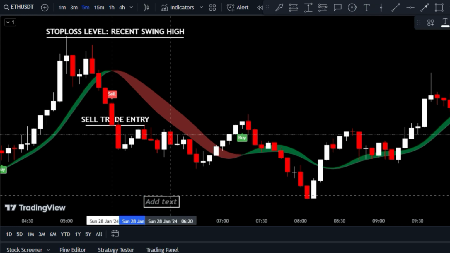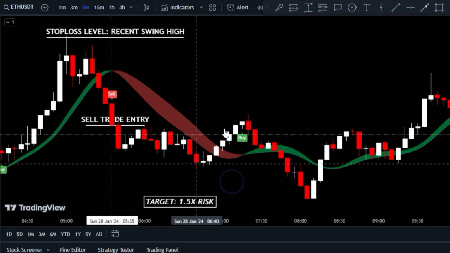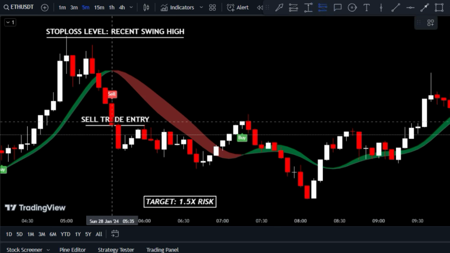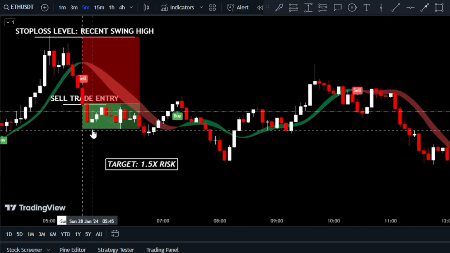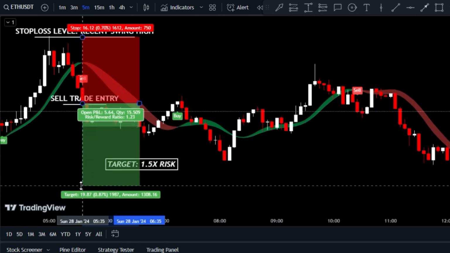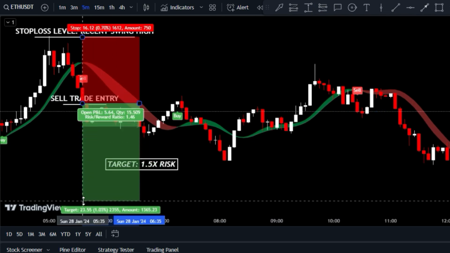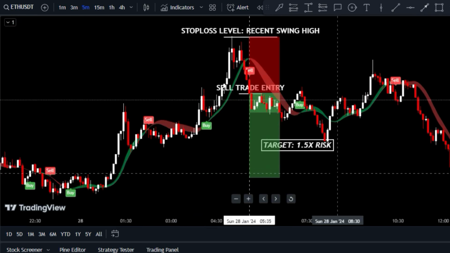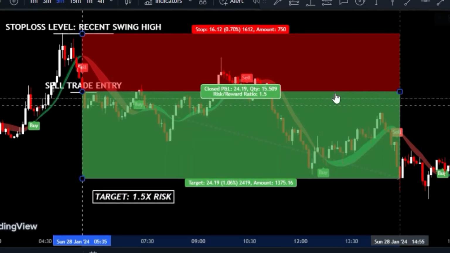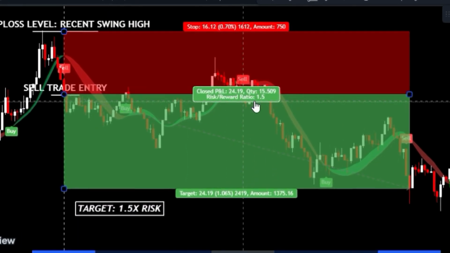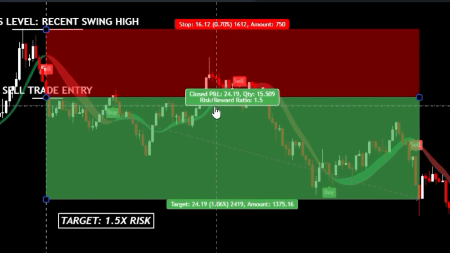Finally, let's talk about your exit strategy. To ensure a profitable trade, aim for a trade target that is 1.5 times your risk. This means if you risk $100 on the trade, your target profit should be $150. This risk to reward ratio of 1 to 1.5 helps ensure that your potential profits outweigh your potential losses over many trades.